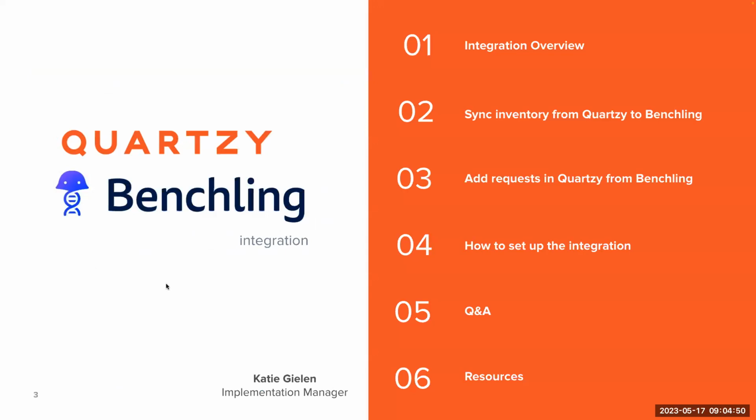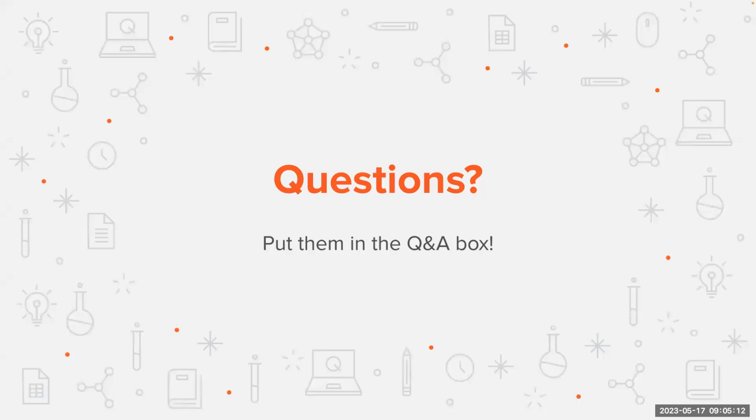So today we'll be going over the integration overall, what it does and the pain points that it solves. And then we'll go over how to sync an inventory item from Quartzy to Benchling, how to add requests in Quartzy from Benchling, as well as how to set up the integration. At the end, we'll stop for questions and answers. If you do have a question during the webinar, just throw it into the Zoom Q&A box or the chat, and we'll go over these questions at the end.